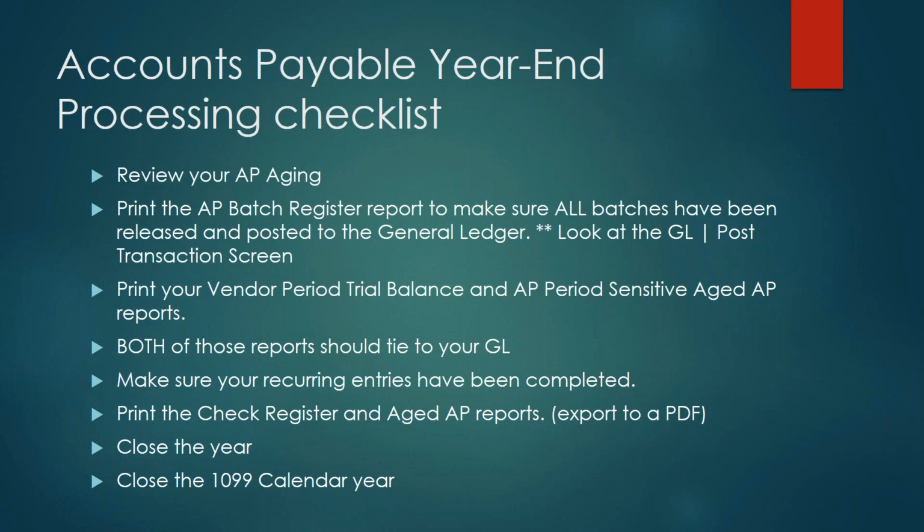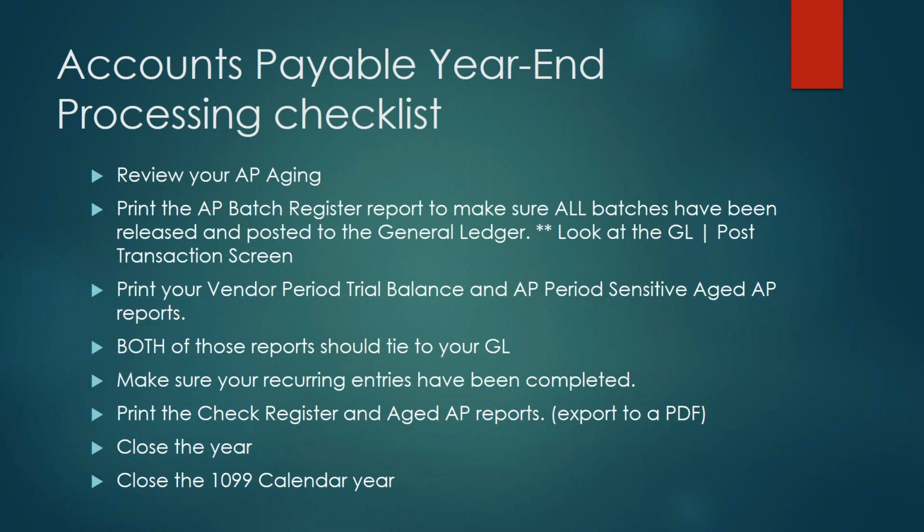Print your vendor trial balance and AP period sensitive age reports. Both of those reports should tie to the GL. Make sure all of your recurring entries have been completed. Print the check register and the aged AP reports. I put a note in here to export to PDF. I think it's great to have a year-end closing file, and any of those year-end reports, export them to a PDF and put them in there. So in the event you need to go back and reference those reports sometime next year while you're doing more reconciling, they're there for you.